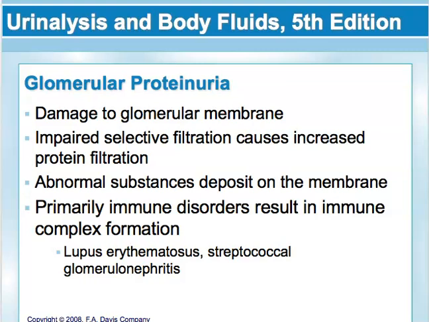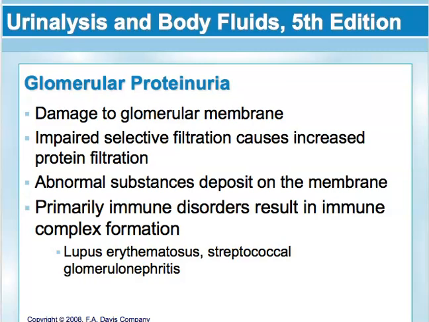So with glomerular proteinuria, there is damage to the glomerular membrane that impairs the selective filtration, so that increased amounts of serum proteins and eventually red cells and white cells are going to be able to pass through the membrane and are secreted in the urine, and abnormal proteins deposit on the membrane.